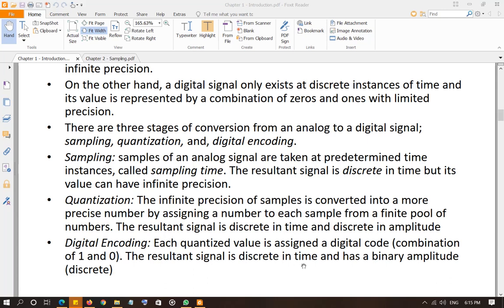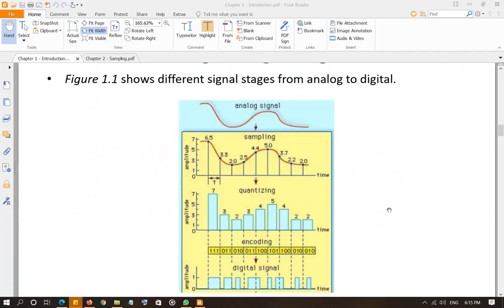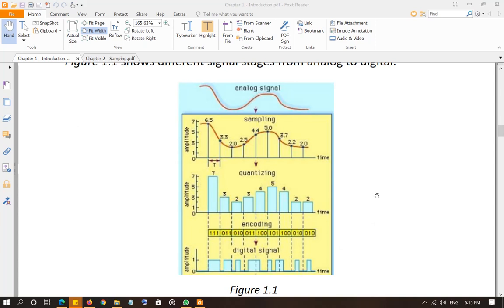So that's basically what an ADC does, an analog to digital converter. It grabs the samples, quantizes them based on how many bits that ADC has, and then assigns a digital code to each sample. And this is a picture that shows you the same thing. You have an analog signal, you take the samples of the signal, and when you take the samples, you can see that the values are 6.5, 3.3, 2.0, 2.5.